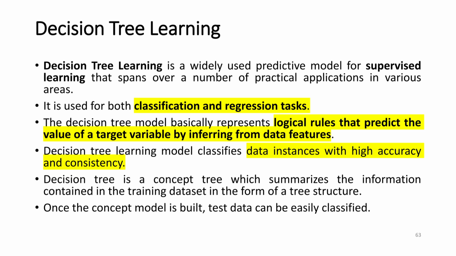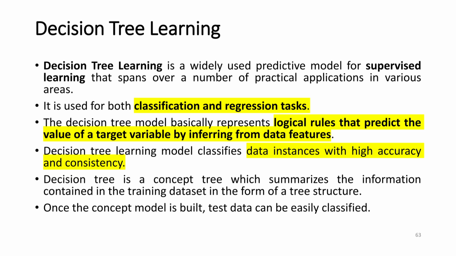This is somewhat derived from the binary tree kind of structure, but not exactly a binary tree, more or less similar to a binary tree. This is used for both classification problems as well as regression problems. The decision tree model basically represents logical rules that predict the value of a target variable by inferring from the data features. You will be given data sets and the target value also, and some of the logical rules. Based on the logical rules' truthness, we will be deriving the fact.